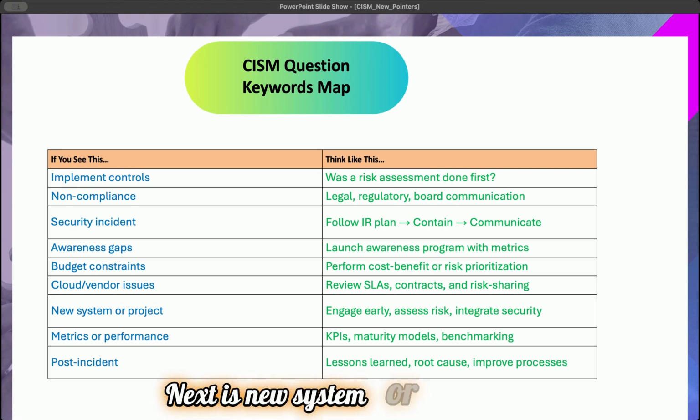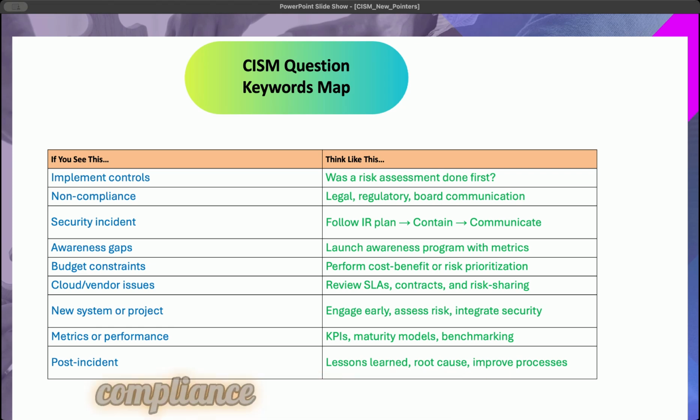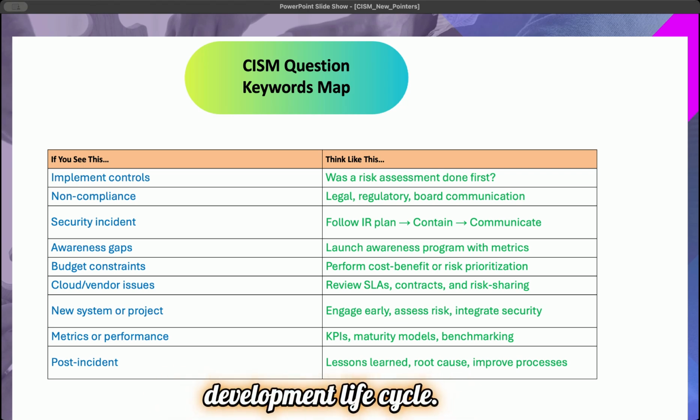Next is new system or project. If you see this, ask the questions: were security requirements defined during planning? Did we do a risk assessment or review for compliance and data handling? Your mindset should be, security must be baked into the software development lifecycle or system development lifecycle. Look for answers involving early engagement, security planning, or architectural reviews.